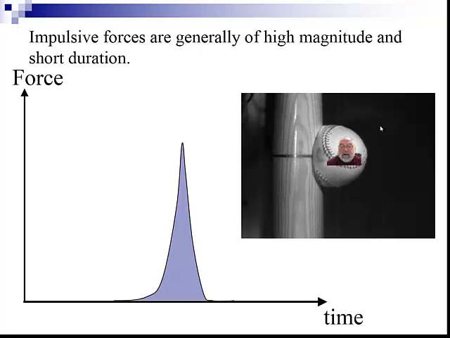So we have very large magnitudes over very short periods of time. And you can see that in the graph here. We have a force that goes up suddenly and then comes back down, and the area under this curve would be the impulse. Okay? Well, the impulse of the bat on the ball is equal to the impulse of the ball on the bat. The change of momentum of the bat is equal to the change of momentum of the ball.